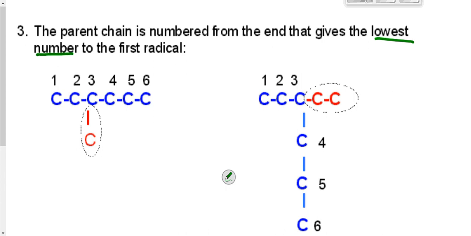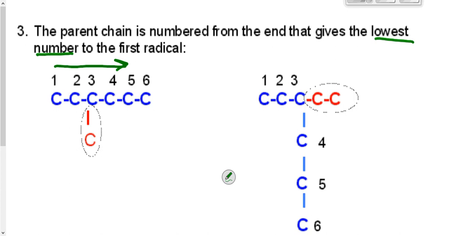If there's only 1 radical, that gets the lowest numbering. If there's more than 1 branch, then we need to find the lowest possible combination of numbers. So, in this first example, I chose to number from left to right. This puts my carbon branch, my methyl branch, on carbon 3.